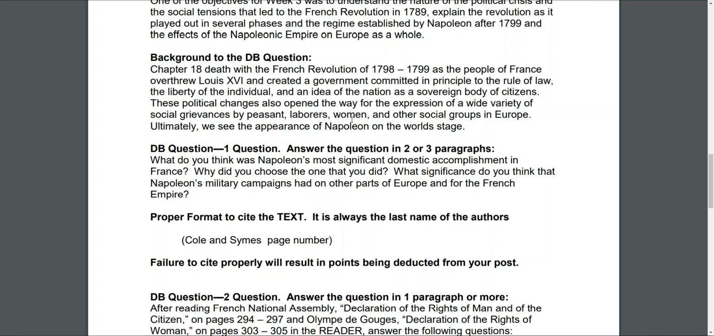So again, it's a little bit more of a complex question than just what impact you think the military campaigns had. Obviously, it had tremendous impact, but what do you think was the most significant of the campaigns in terms of how it impacted other parts of Europe? And again, make sure you provide at least one quote. You don't really need more than one. Make sure you cite properly.